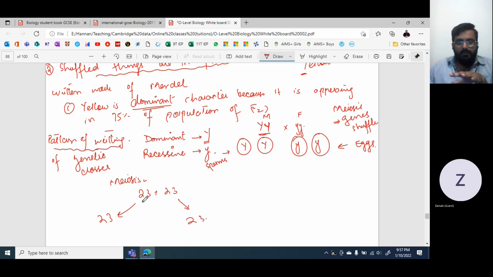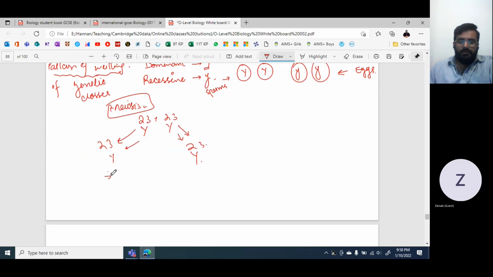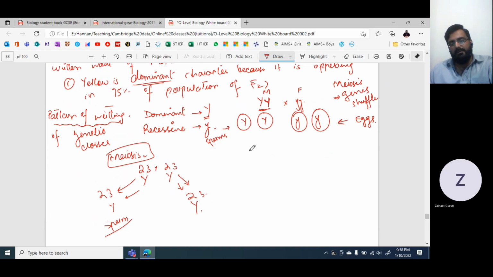And if, be very attentive, if there is one y in this set of 23 and there is one y in this set of homologous 23, what would happen? One y would get separated from the other y. This is the theme of this cross. One y would get separated from the other y. So he separated both y from each other. And then you know that if this is a sperm, then it is meant to fertilize with the egg. It is meant to combine with the egg.